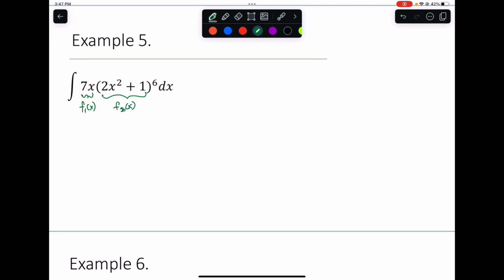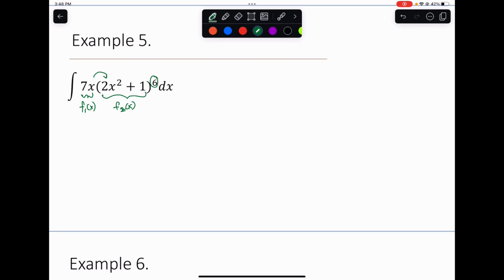However, this is a very tedious process if we are going to multiply this. We cannot simply distribute 7x to 2x squared because of the presence of the 6 here. So before even the distribution, we need to expand the binomial term, which is 2x squared plus 1. With the power raised to 6, that is a very long process.